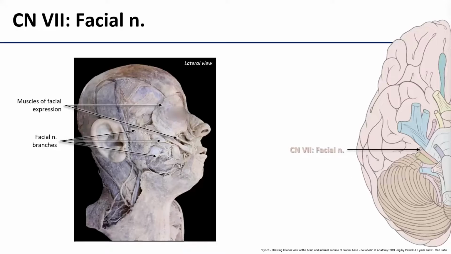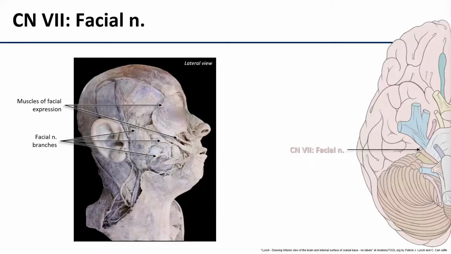The somatic motor portion of the nerve, though, is actually where it takes its name from. The motor branches here serve the muscles of facial expression, which are little muscles that sit just deep to the skin and pull that skin into different configurations. So sometimes this is for nonverbal communication, pulling faces. Sometimes it's for more practical things like keeping your lips closed while you chew.